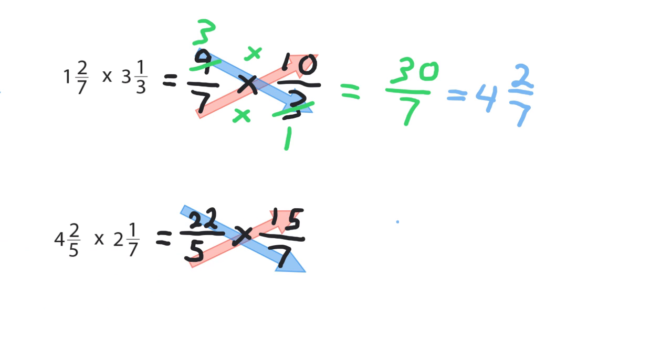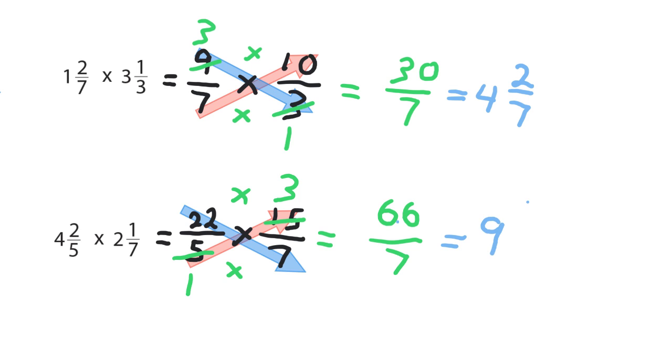But we can simplify the 5 and the 15. The greatest common factor there is going to be 5. So if we do 5 divided by 5, we get 1. And 15 divided by 5 is 3. Then we're going to multiply 22 times 3 and 1 times 7. 22 times 3 is 66. And 7 times 1 is 7. And again, we need to convert this into a mixed number. 7 can go into 66 9 times. 9 times 7 is 63. We'd have a remainder of 3. Denominator remains the same.